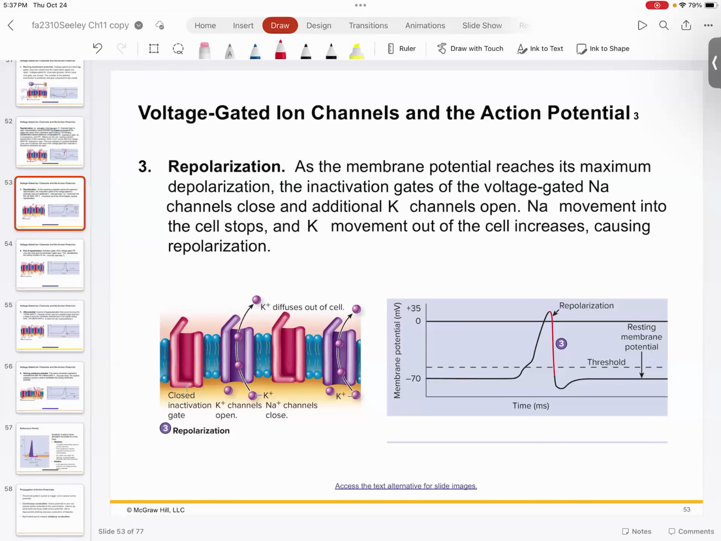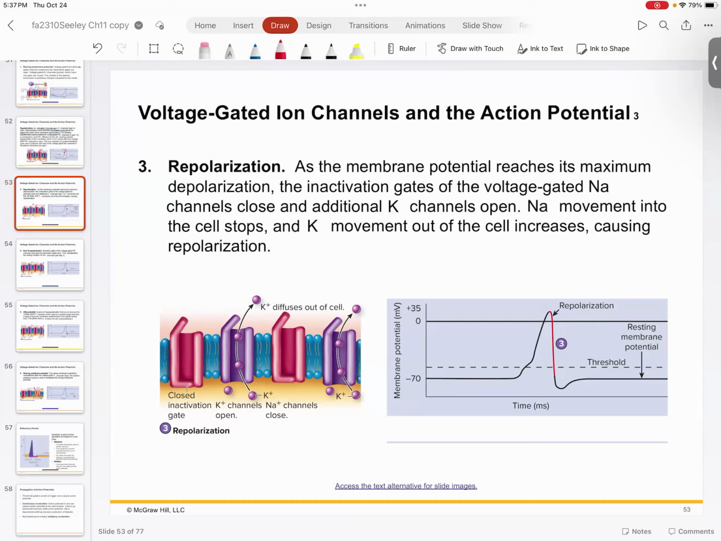Okay, segment number 3. Now that we've depolarized, what about repolarization? Because as soon as we depolarize, then it's time to reset your system and you get right to work. You don't linger. So what happens during repolarization, so it's reached its maximum depolarization.